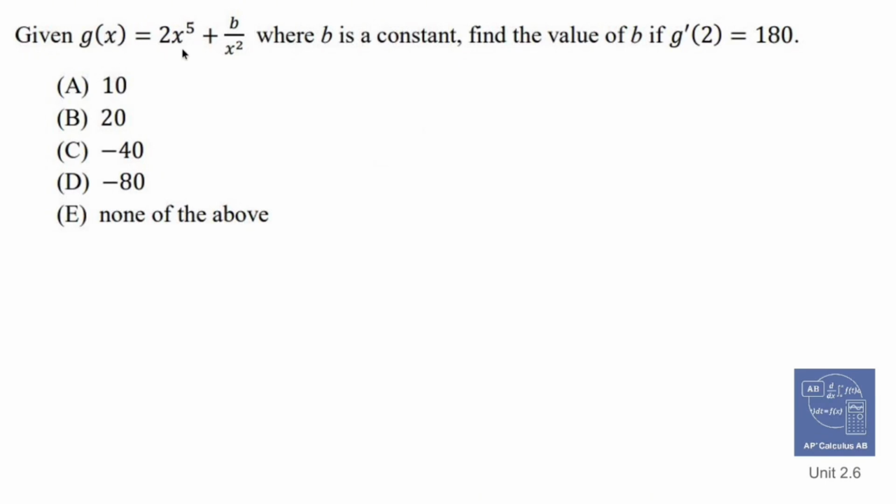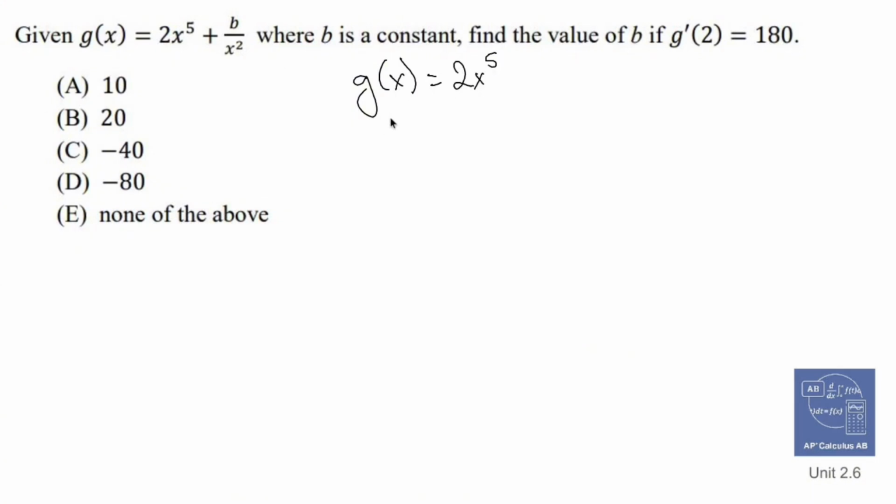Given g of x equals 2x to the fifth plus b, where b is some constant that we don't know, over x squared, find the value of b if g prime of 2 is 180. So what I have to do is take the derivative of this. Before I can take the derivative, let me rewrite it out. g of x is going to equal 2x to the fifth.